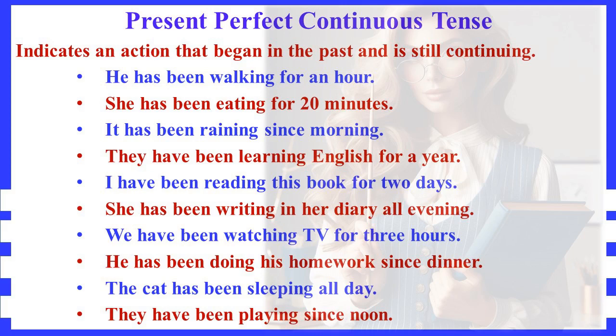Present perfect continuous tense. Indicates an action that began in the past and is still continuing. Examples. He has been walking for an hour. She has been eating for 20 minutes. It has been raining since morning. They have been learning English for a year.